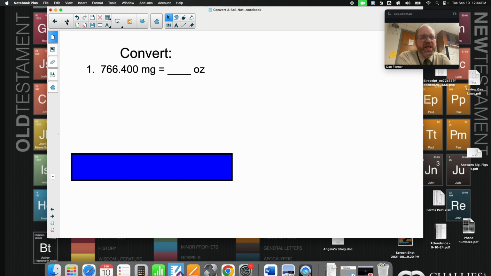Let's say we take 766.400 milligrams, and we want to convert that to ounces. Now, I know we put the given over 1, but I'm going to start with the equalities. We're going to start with 1,000 milligrams is a gram. That gets us out of milligrams into grams. Remember, the equality between English and metric is 454 grams is 1 pound, and then 1 pound is 16 ounces. There's also ounces to quarts, but that's a different unit.